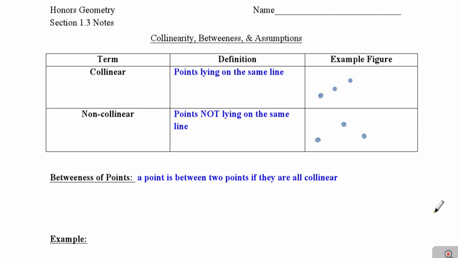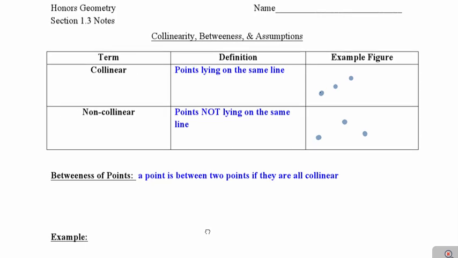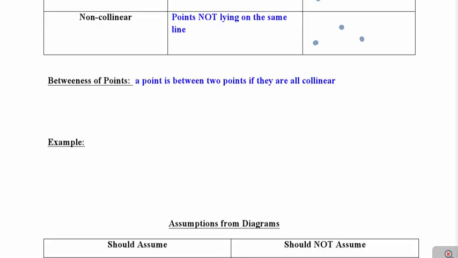Now, betweenness of points kind of goes along with collinearity. Betweenness of points: a point is considered between 2 points if they are all collinear points. So if you can draw a straight line through those 3 points, then you can consider that point to be between those 2 points. So let's go through an example of betweenness of points. So here would be an example.